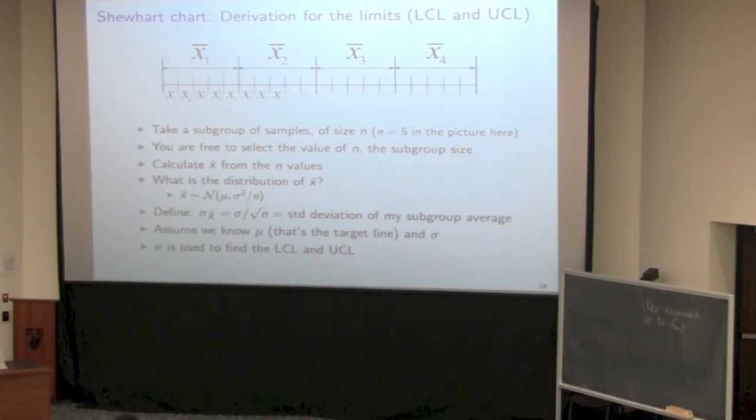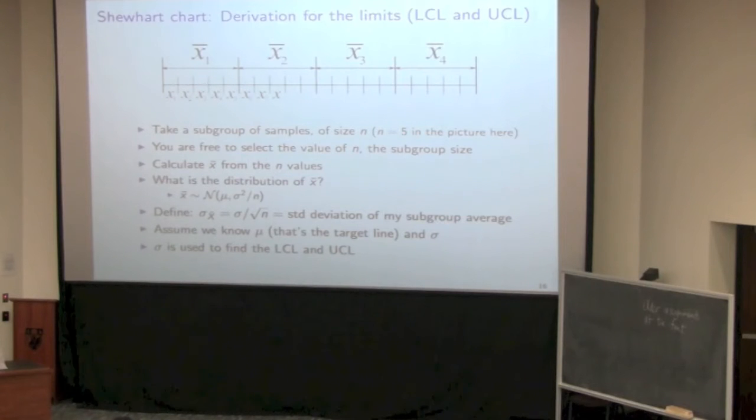What the Shewhart chart does is it says, let's take a sample size of five. You can choose any value. Make it seven, make it three. You're going to see in a minute that there are some trade-offs with that number. But let's take a value of five. What the operator will do is take those five values, add them up, and calculate the average. That's something that someone can very easily do. We call that average x bar.